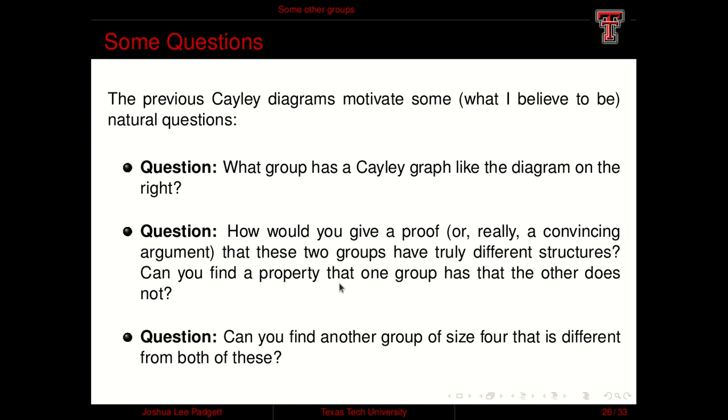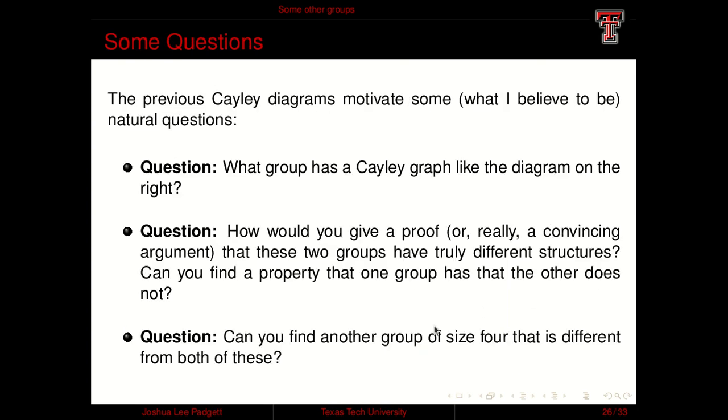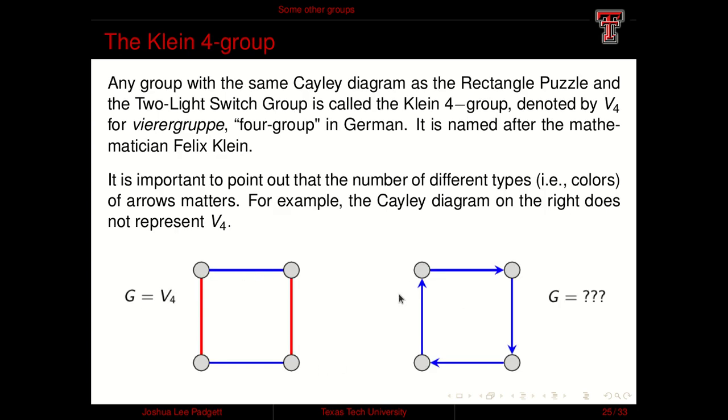And finally, you should ask yourself, okay, I now have two groups that each have size 4, meaning 4 distinct nodes. Are there any others? All right? And you might say, okay, I can come up with some, but then you have to convince yourself that the group you just came up with, does its Cayley diagram still look like one of these two?